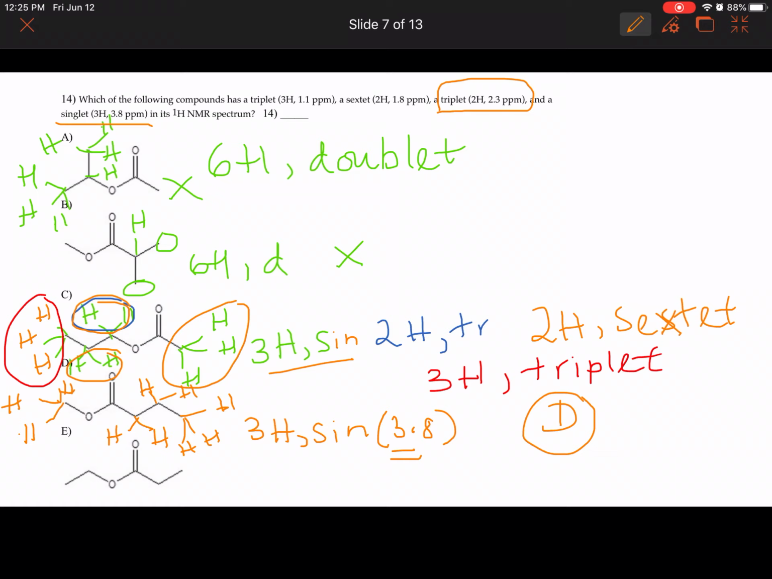Now why is E not the correct one? Do we have any singlet there? No, because these 3 hydrogens would be a triplet, these 2 would be a quartet, these 2 would be a quartet, and these 3 would be a triplet. So because of that, it would not be the correct structure. So the correct structure is, not E, sorry, D.